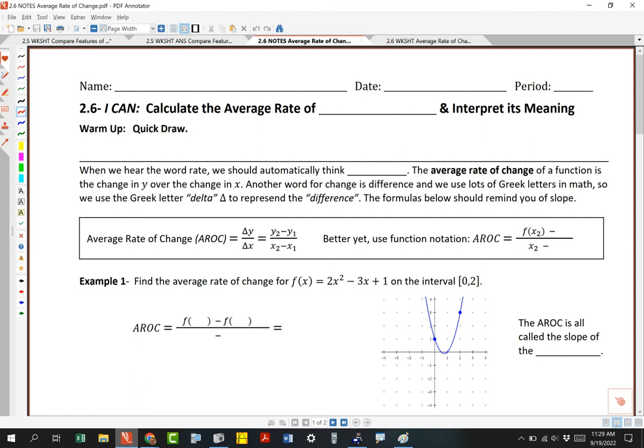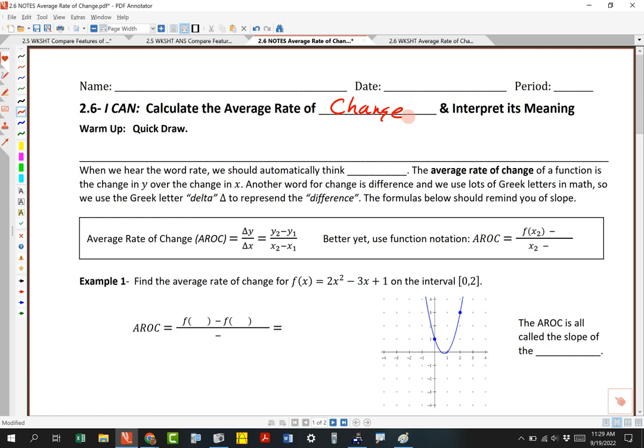All right. Okay, this topic is guaranteed to come up again. It's a really important one. You saw it last year. It got introduced in 8th grade math, but we're going to really dive into it today. So I can calculate the average rate of change, write the word change right here, and interpret its meaning.